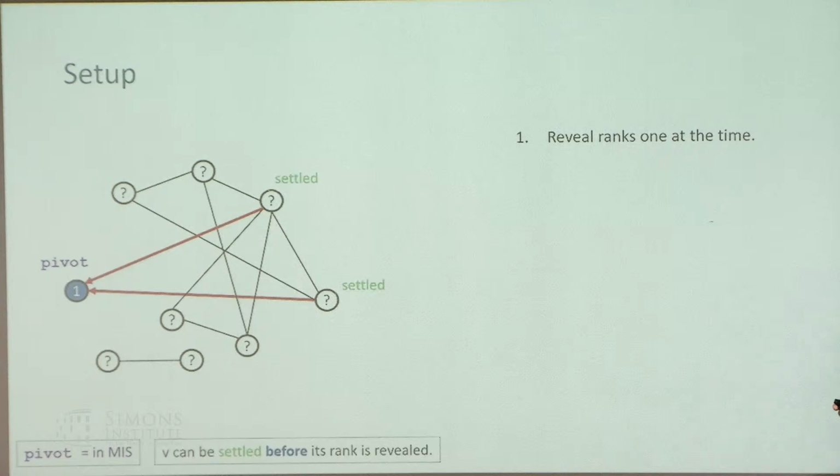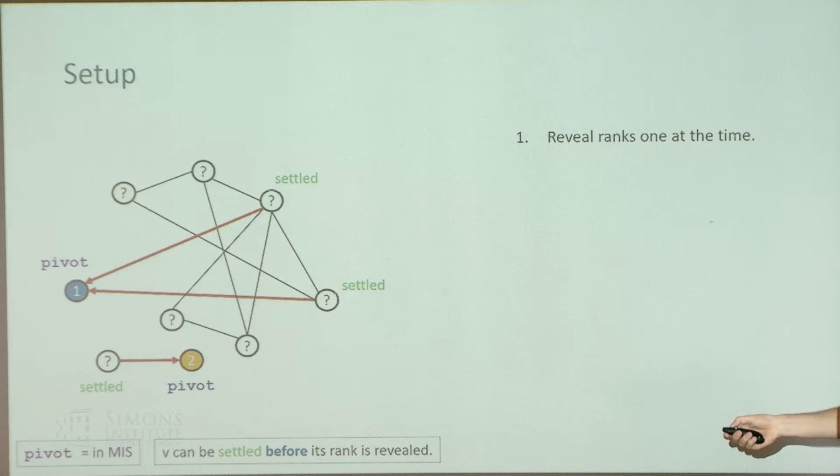And at this point, I will say that these two vertices are settled. What does it mean? I will say that a vertex is settled when it learns which cluster it belongs to, or when it learns that it is in MIS or not. And at this point, these two vertices, which we'll call settled, even though we don't know their ranks, we don't know their pi value, we are certain that these two vertices are not in MIS. So I do a bit more.